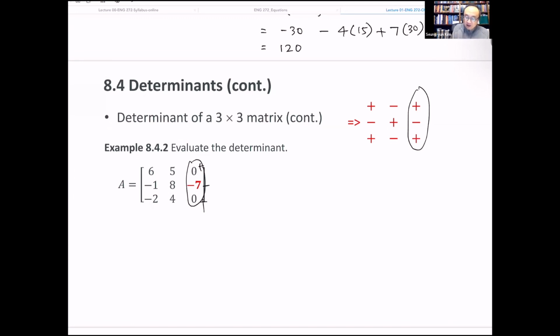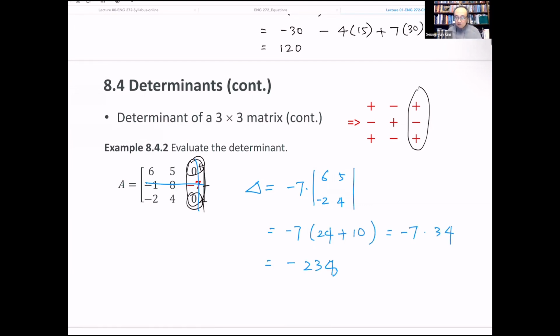And 0 times the first one, 0 times something is 0. Last one, 0 times something is 0. So in this case, we need to do only once. Negative 7 times 6, 5, negative 2, 4. That is negative 7 times (AD minus BC), which is 238.